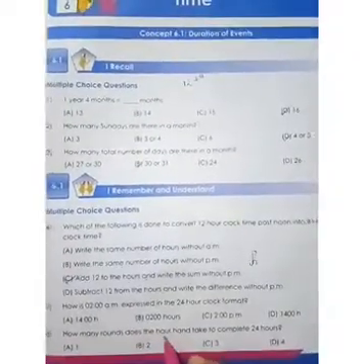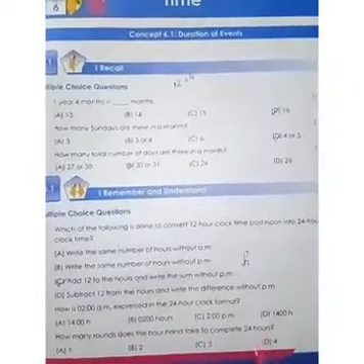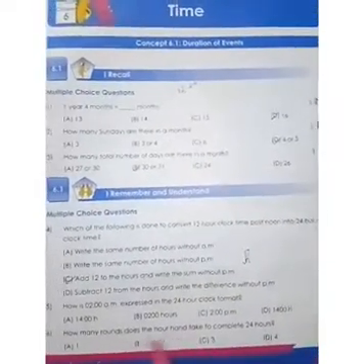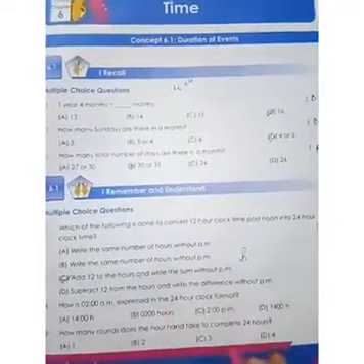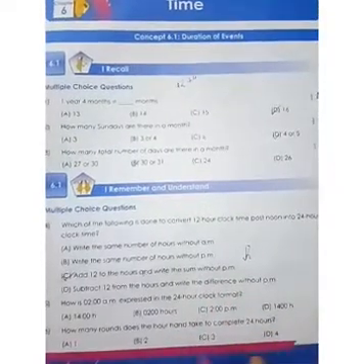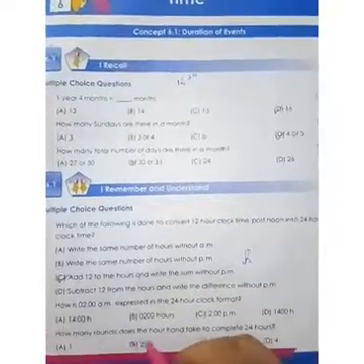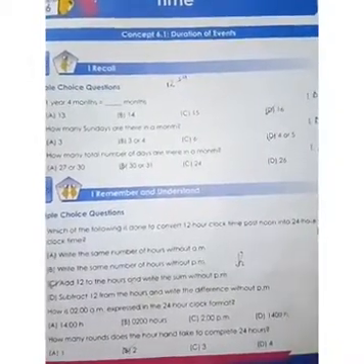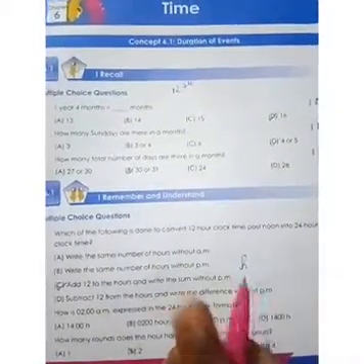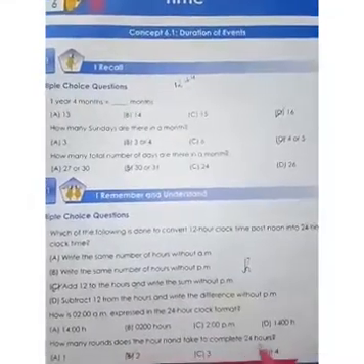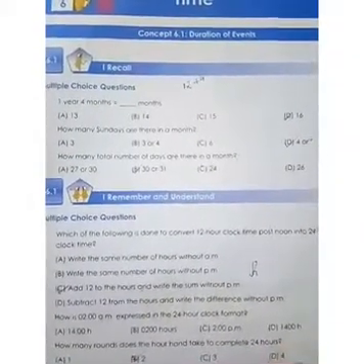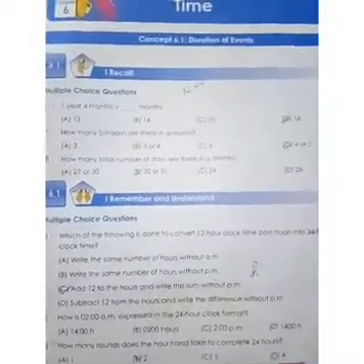How many rounds does the hour hand take to complete 24 hours? So it takes 2. Remember children, in a clock the hour hand takes 1 complete rotation to complete 12 hours. So if it is 24 hours, how many? 2 rounds. And if it is 48, then 4 rounds.